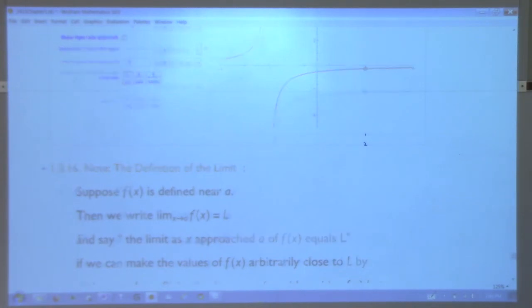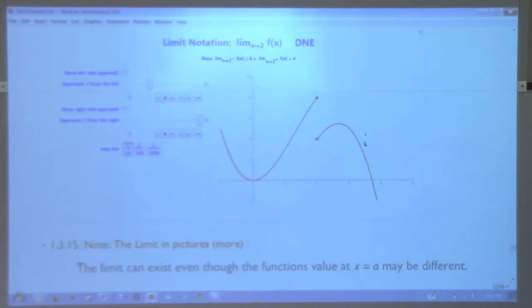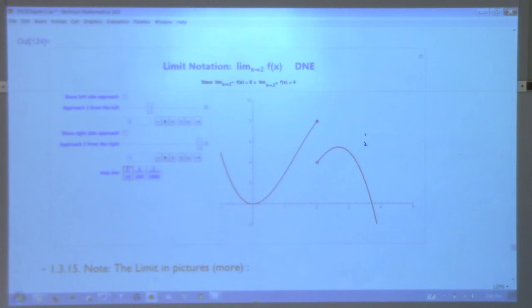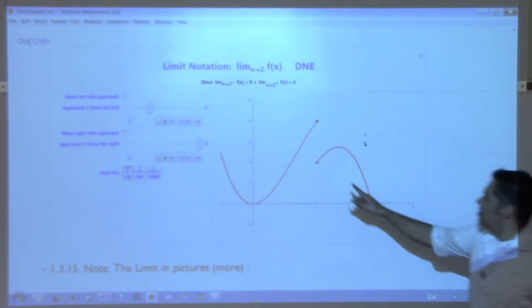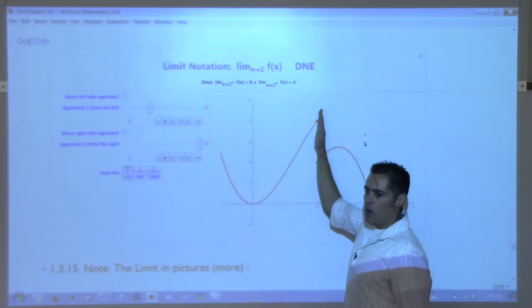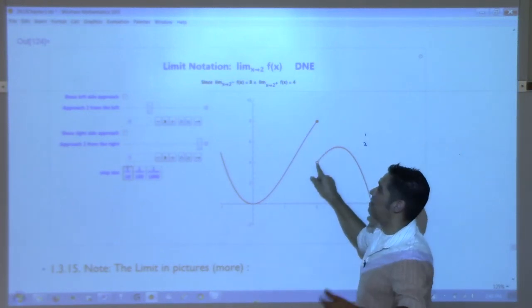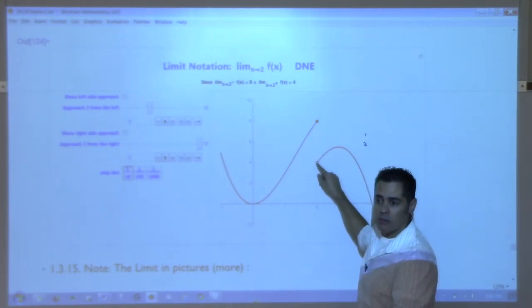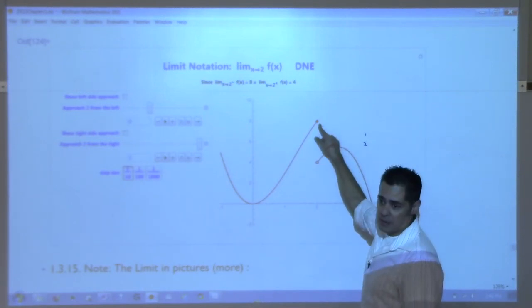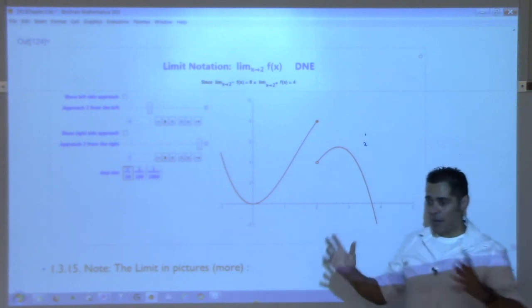So what was the difference again? If it's defined or not? If it has a hole? This has nothing to do with the limit at all. What this has to do with is if someone asked us what's f of 2. Like if we want to know the value of the function at 2, we could tell them 8. But that has nothing to do with the limit.